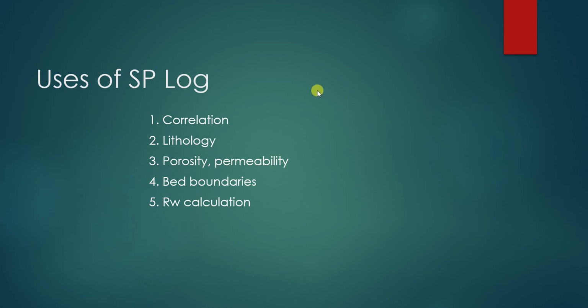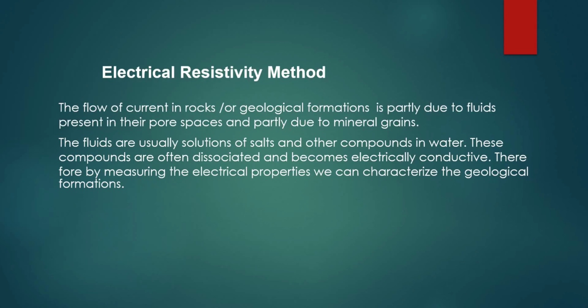One is the self potential logging. The SP log, or self potential log, we use for correlating the lithology, finding the porosity, permeability, and also the bed boundaries. In the electrical resistivity method, we generally pass current through the electrodes on the ground and also the electrode that is present in the probe. Based on that, we find the potential difference.